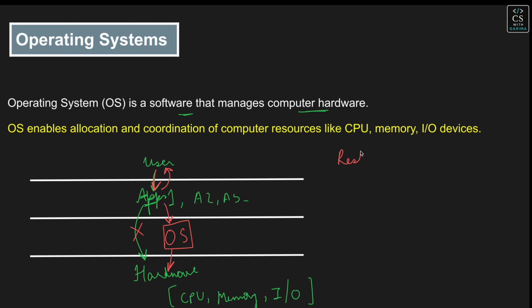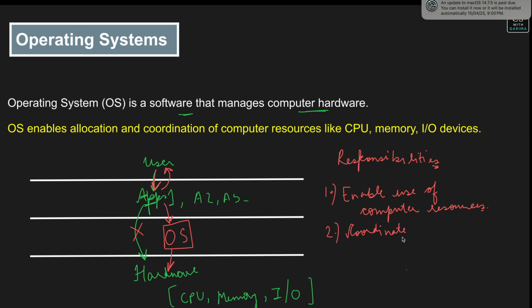So if we try to understand the responsibilities of an operating system, number one would be to enable use of computer resources. Number two will be to coordinate use of the different computer resources.